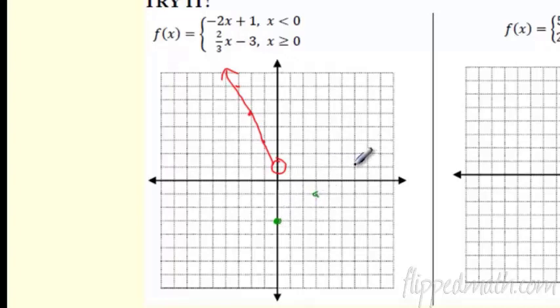Up 2 over 3. Up 2 over 3. Draw my line. In this case, I don't have to go backwards. I mean, you could go this way if you wanted, but it's always positive. It's always bigger than 0, and it's equal to, so I know it's the solid dot. So there's my piecewise function. I'm good to go. Fantastic.